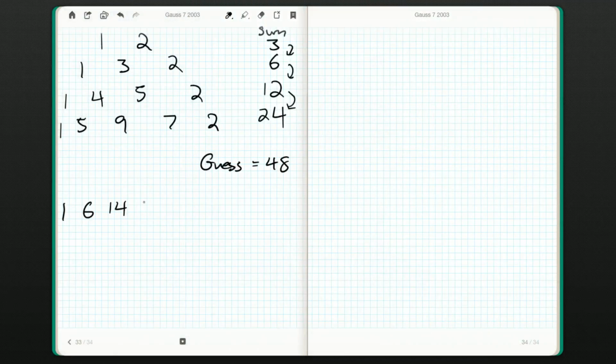The 9 plus the 7, that's 16. The 7 plus the 2, that's a 9. And then we end with another 2. Okay. So what's the sum of these numbers?